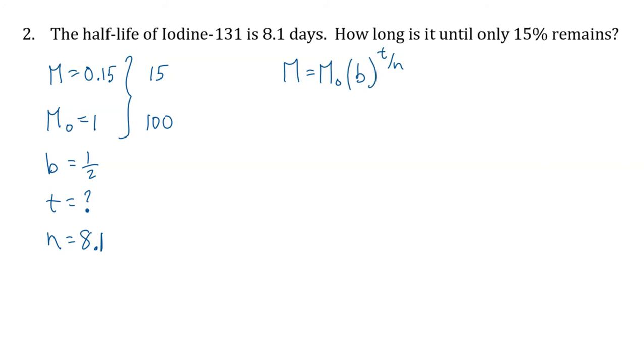Okay, so 15 equals 100. Make sure you don't get those backwards. 1/2 to the t over 8.1. Our first step is to divide both sides by 100.